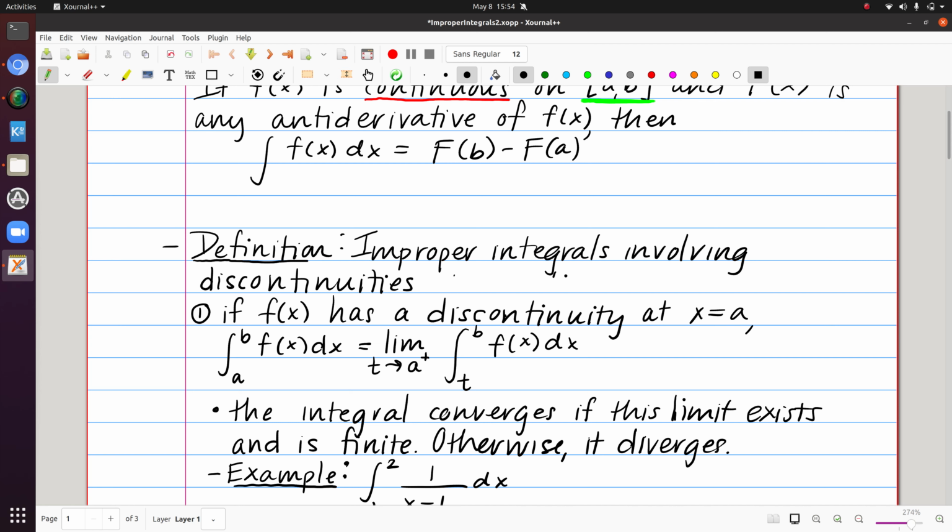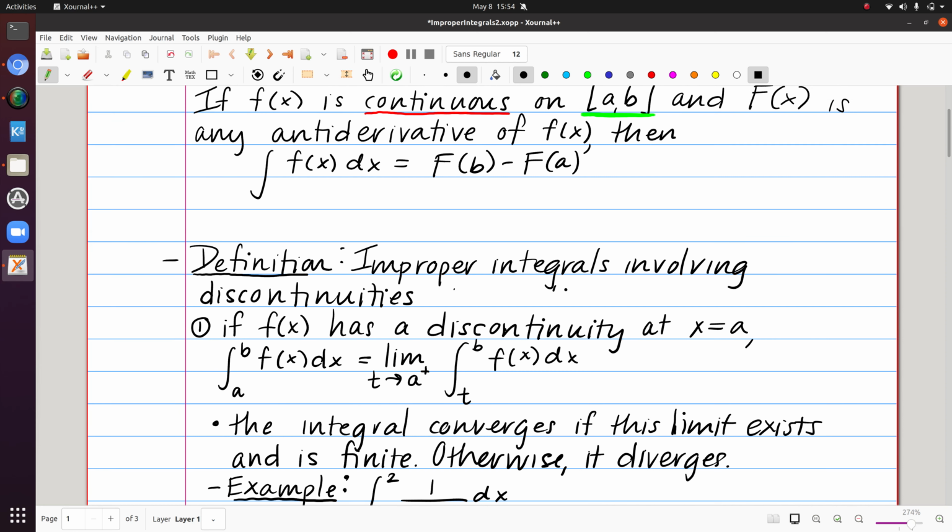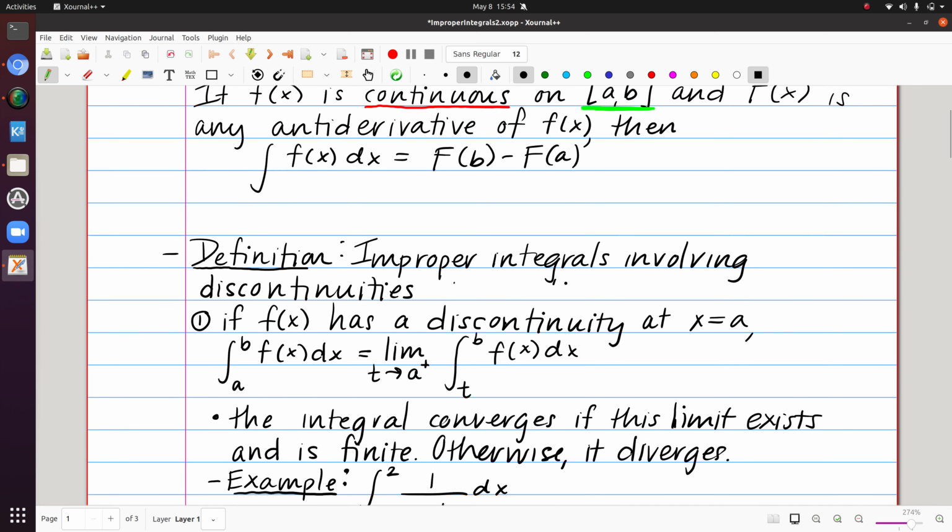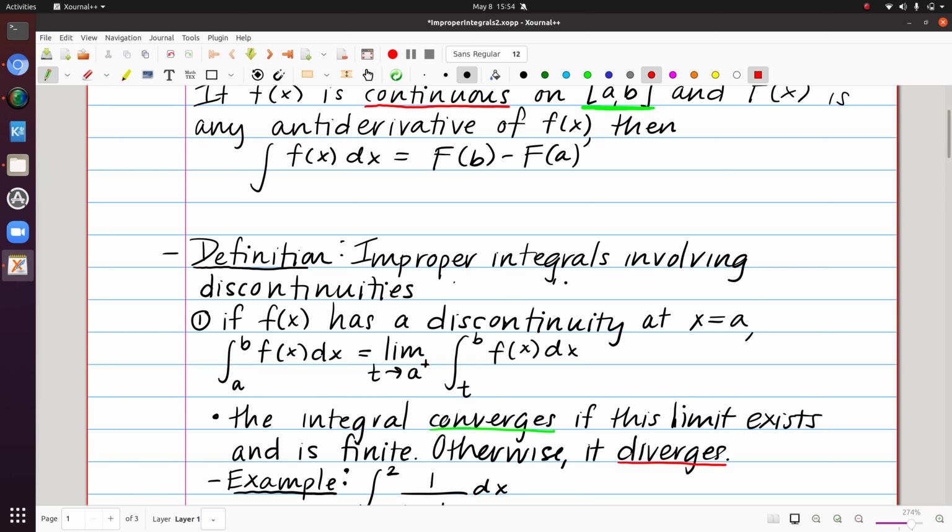And again, it's from the right because our interval has its leftmost point at a, so we're not really interested in what is happening to the left of a. So much like we've already talked about with the other type of improper integrals, if this limit exists and is finite, we say that the integral converges. So that convergence idea has the same connotation. And again, otherwise, we say that the integral diverges.